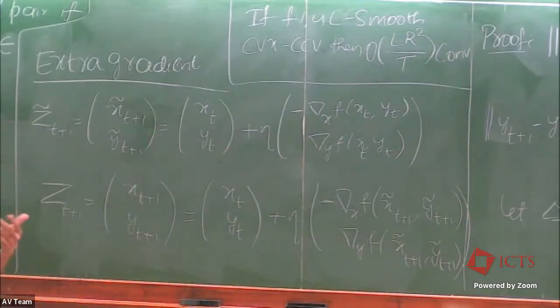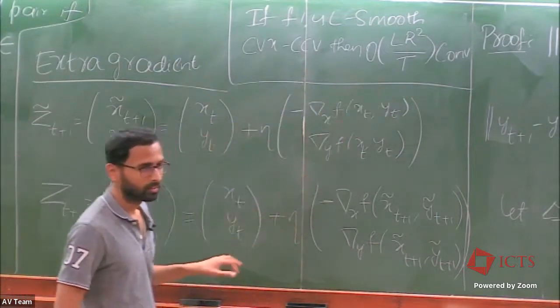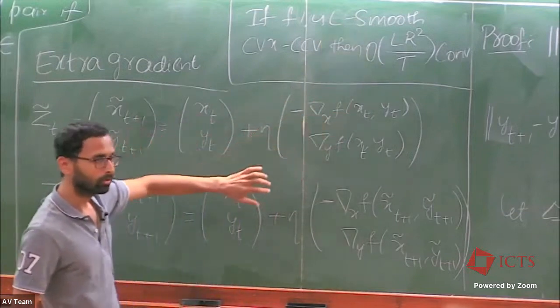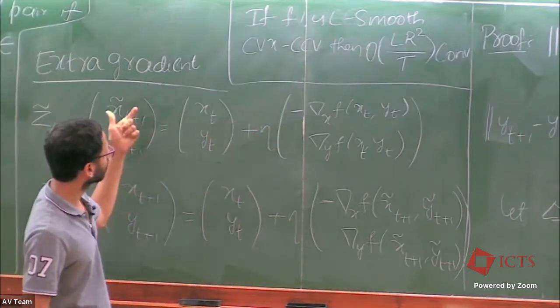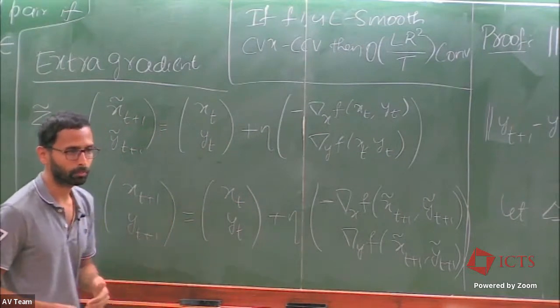But gradient descent ascent itself cannot get anything better than square root T, even if I guarantee you that the function is L smooth. So this kind of extra gradient, it's called extra gradient because you're taking 2 gradients for every step.